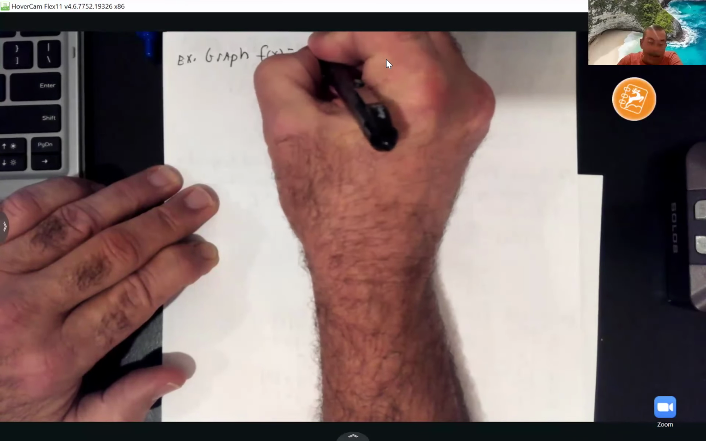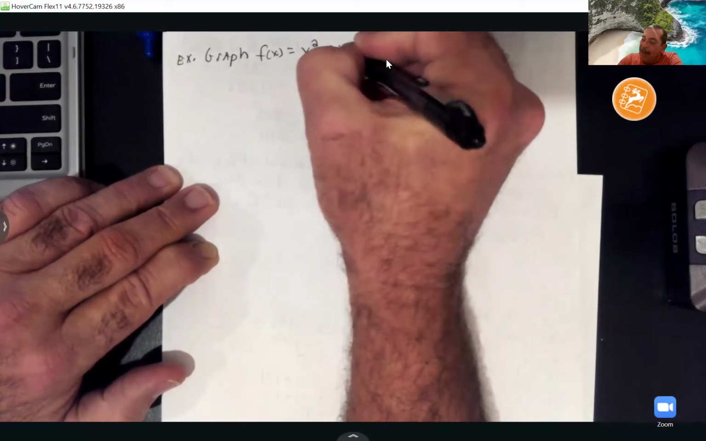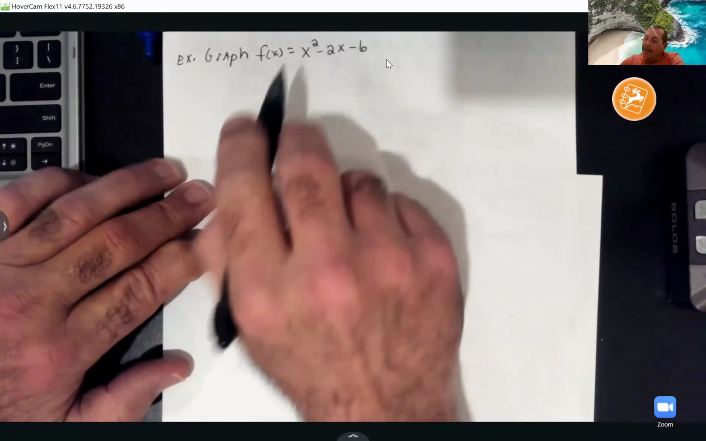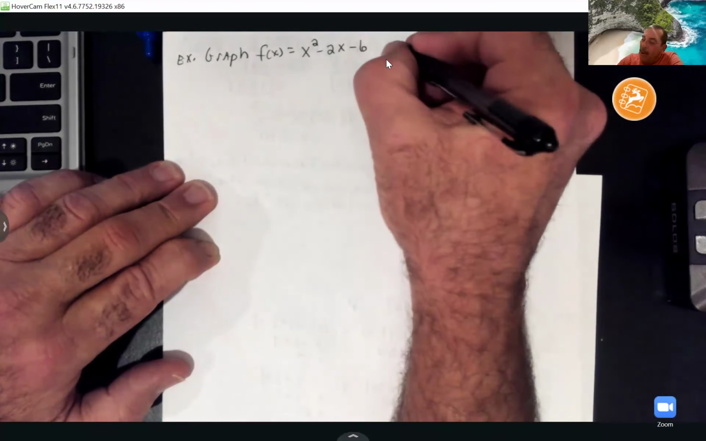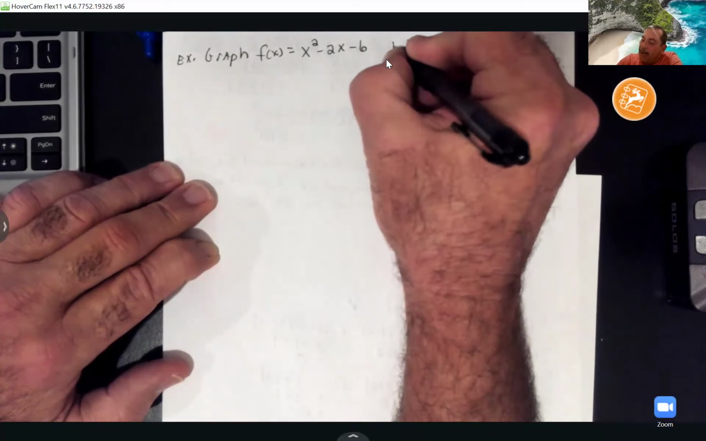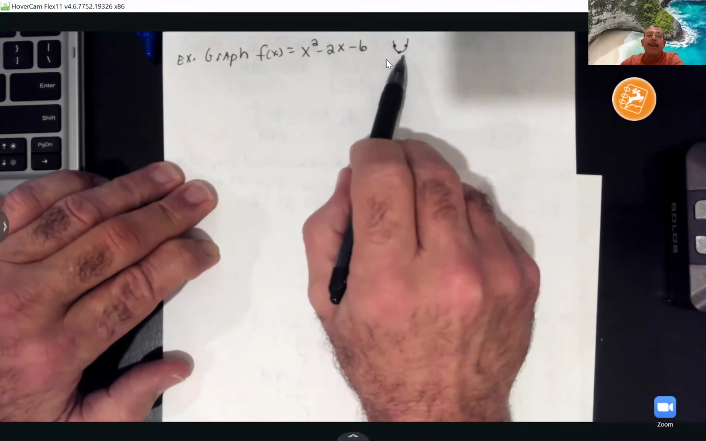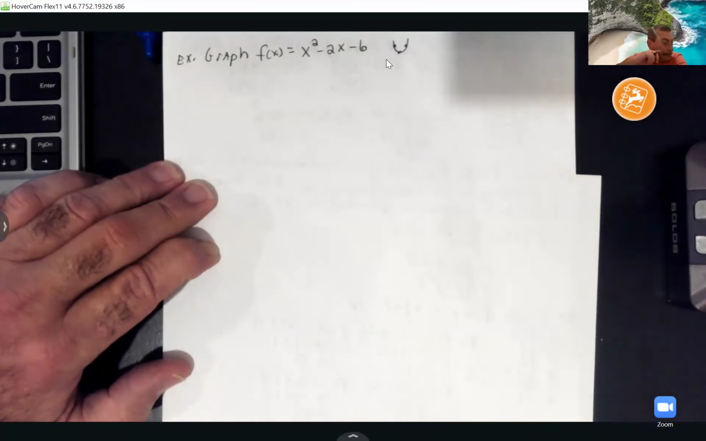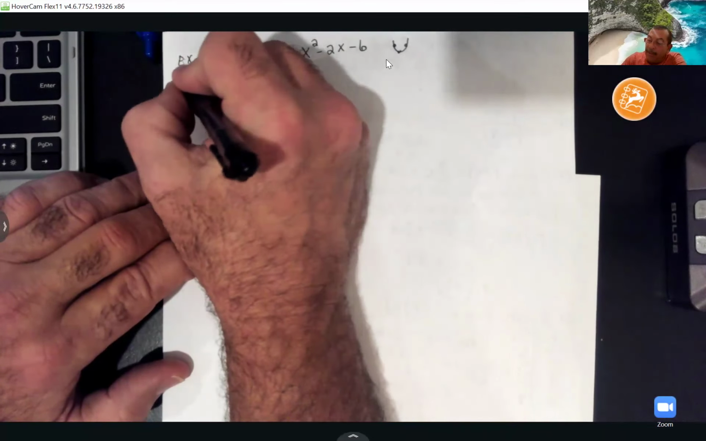x squared minus 2x minus 6. So this one's quadratic, remember, with the x squared. So the quadratic one's going to be the U-shaped graphs with 3 points on it. And remember, it could either open up or open downward. So let's see what they're giving us on this one.